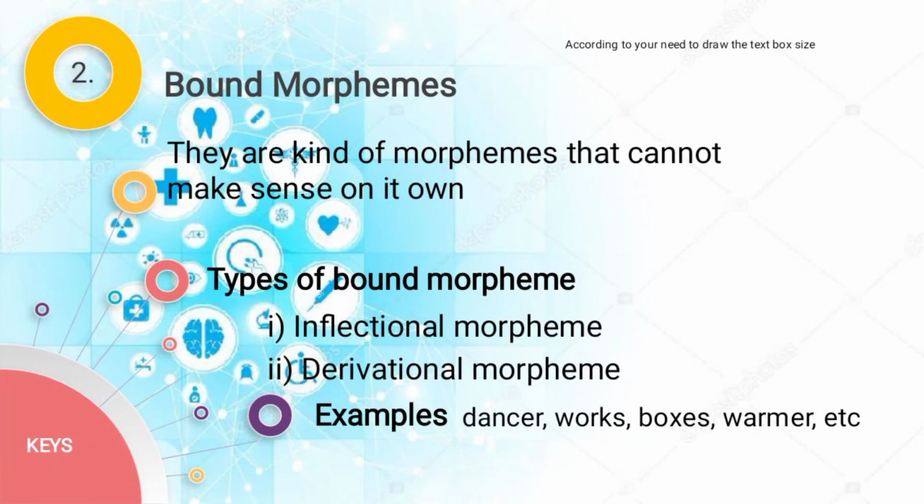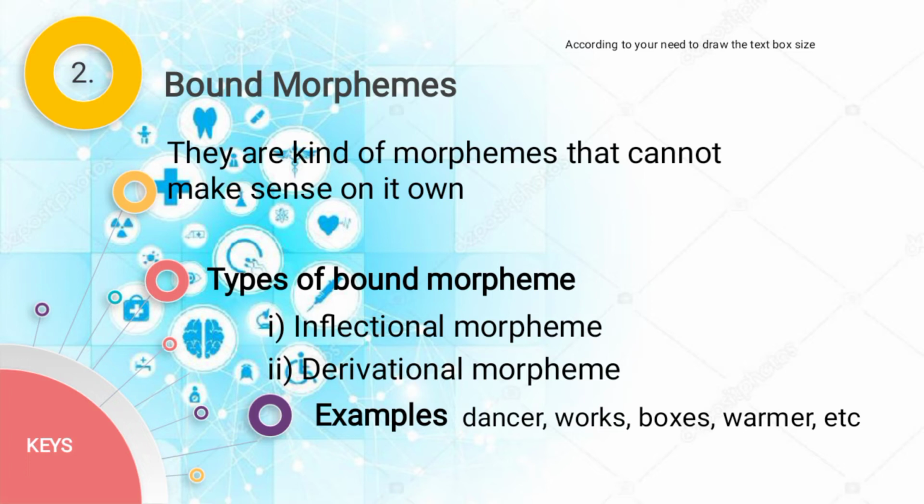Bound morphemes. They are kinds of morphemes that cannot make sense on their own. Types of bound morphemes: 1. Inflectional morphemes, 2. Derivational morphemes. Examples: dancer, words, boxer, swimmer, etc.